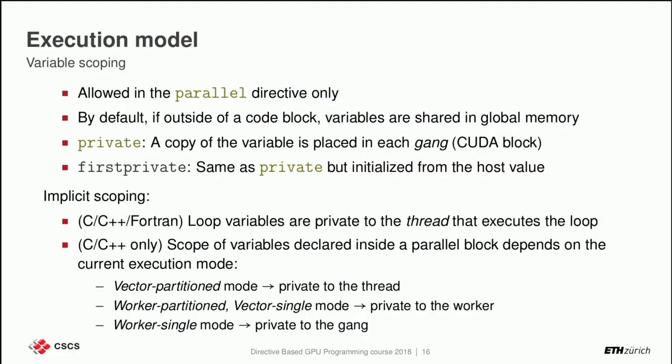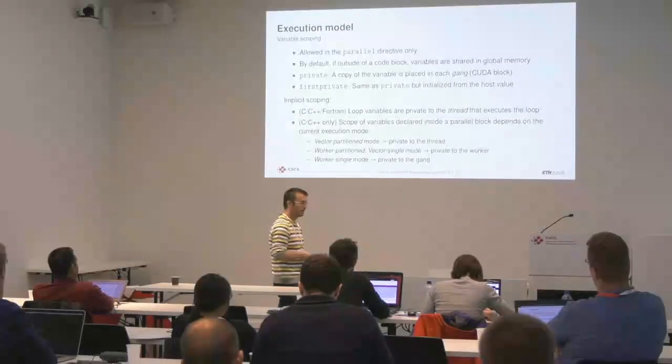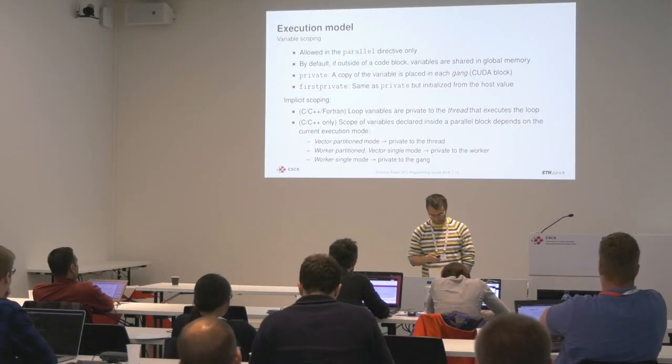Now, there are also some implicit scoping rules for the loop variables. Loop variables are private to the thread that executes the loop. So basically that means that they are in a register, apparently for efficiency reasons. And the other thing is, the scope of variables declared inside the parallel block depends on the current execution mode of the block in C or C++, where it will be placed. Okay, these are a bit of details, but it's worth knowing because it might incur costs, especially when we want to optimize.